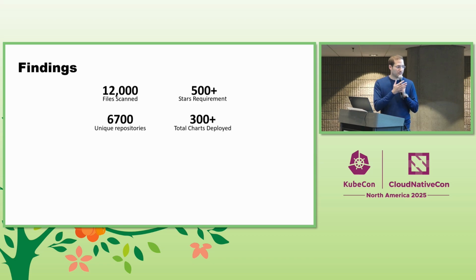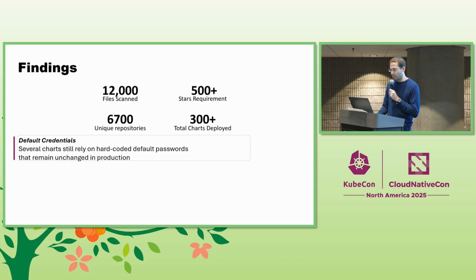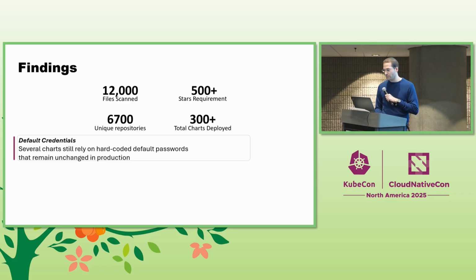So here are the results. We scanned more than 12,000 Helm charts in almost 7,000 unique repositories. We then deployed and tested more than 300 popular applications that received at least 500 stars. And here are some key insights. The first thing is that we still see popular applications with hard-coded default credentials. If they are not explicitly modified, they go all the way to production.